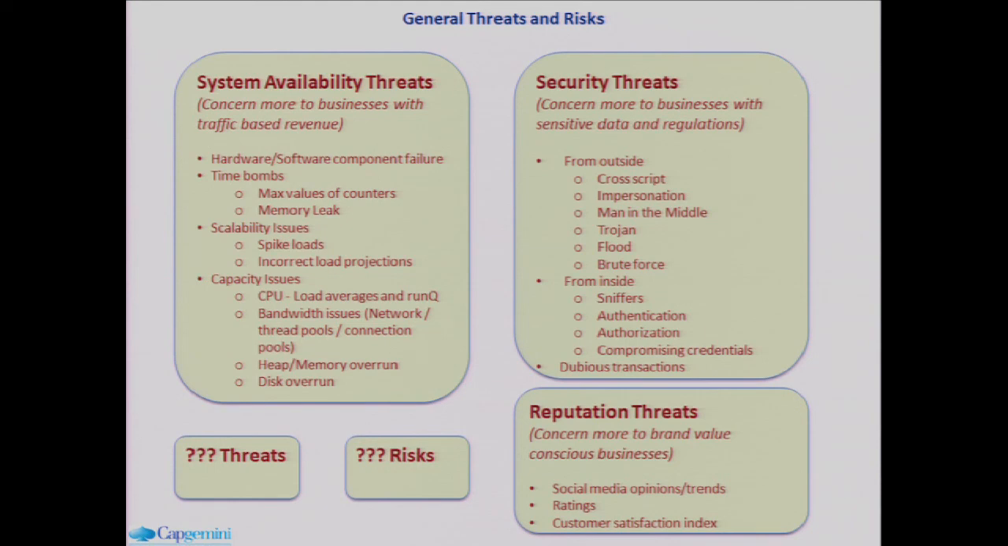What I've listed as a time bomb, and that is the maximum value counters, the one that I showed earlier with the identity, is a time bomb sitting in the system. It's going to explode someday. You have memory leaks, scalability issues in terms of if you don't do your load projections very well, you're going to run over the capacity, so you need to know that ahead of time. And then there are other capacity metrics, which Girish will cover later.